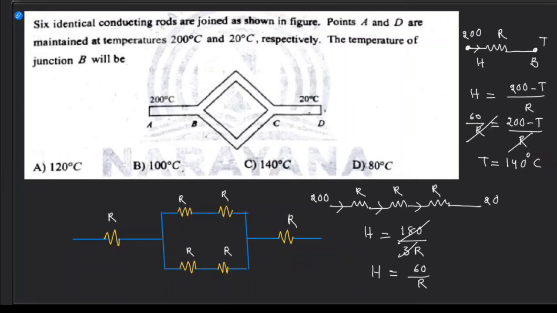Right? So please keep this logic in mind. You can solve this kind of questions by this logic, by using this Ohm's law logic. Clear?